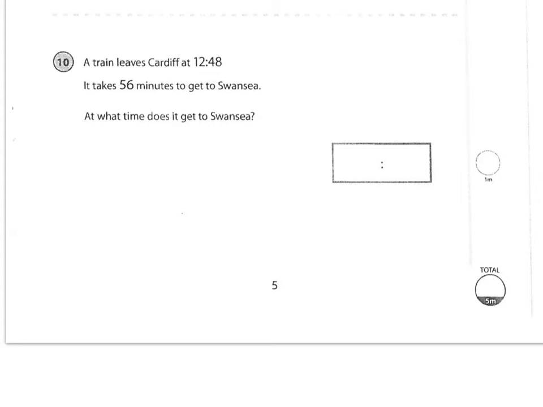A train leaves Cardiff at 12:48. It takes 56 minutes to get to Swansea. At what time does it get to Swansea? Well, 56 minutes is nearly an hour. In fact, it's 4 minutes less than an hour. So the easiest way to do this question would be to add on a full hour and then count backwards the 4 minutes. So if I add on a full hour to 12:48, it becomes 13:48. And then if I take the 4 minutes away, it becomes 13:44.